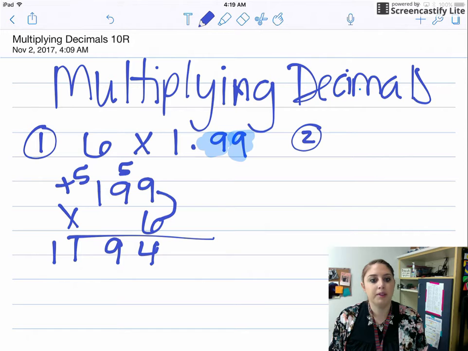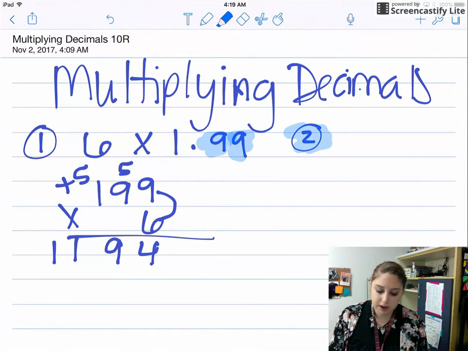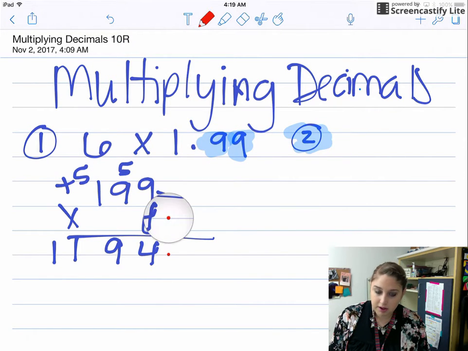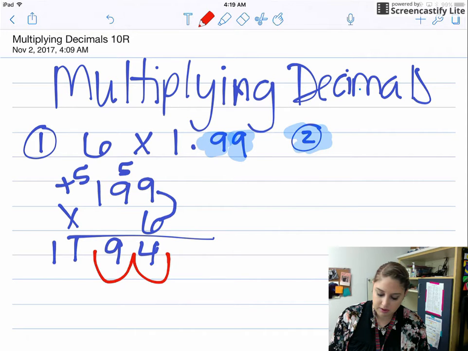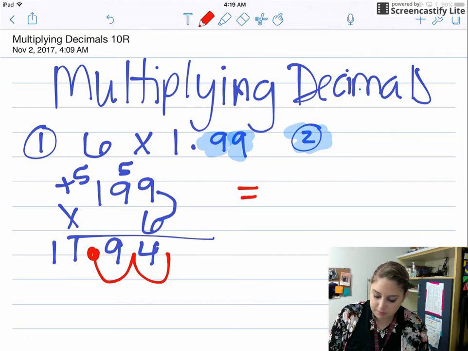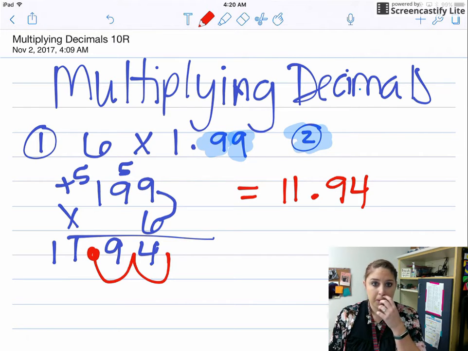So I have 1,194. But don't forget, we said 2. We have 2 decimals that we are going to be using. So I'm going to start at the end, and I'm going to go 1, 2, and make a decimal point. So there's my answer. My answer to this problem is 11.94. Okay, so that all sounds good.